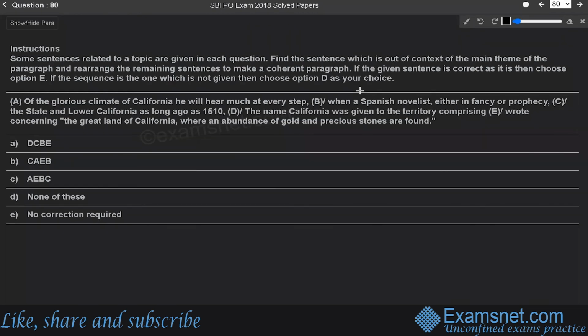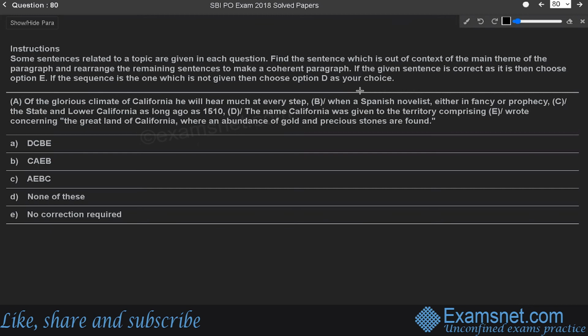Next question also has the same directions. Here, the parts of the sentences are: of the glorious climate of California; he will hear much at every step; when a Spanish novelist, either in fancy or prophecy, the state and Lower California as long ago as 1510, the name California was given to the territory comprising; wrought concerning the great land of California, where an abundance of gold and precious stones are found.